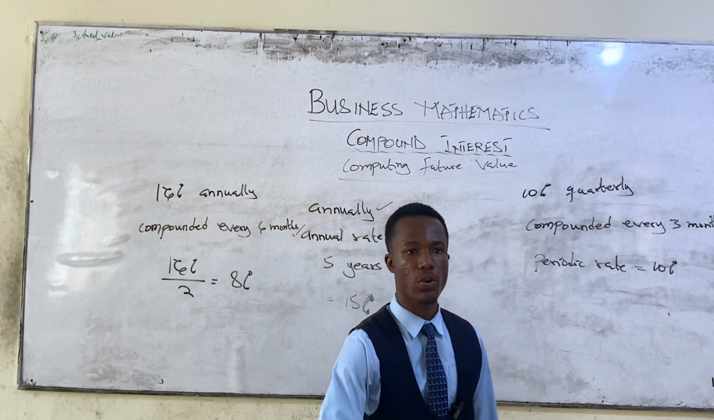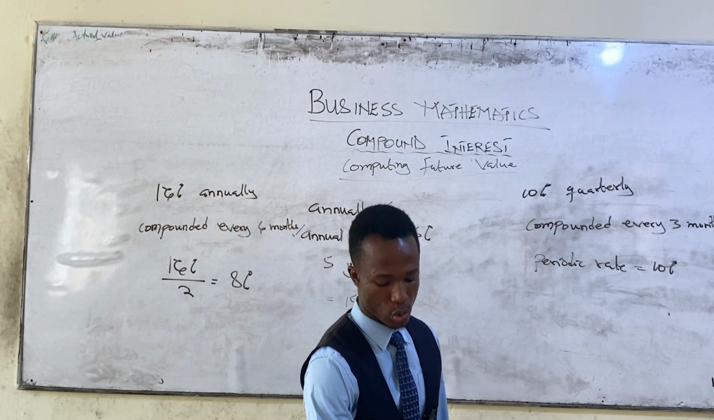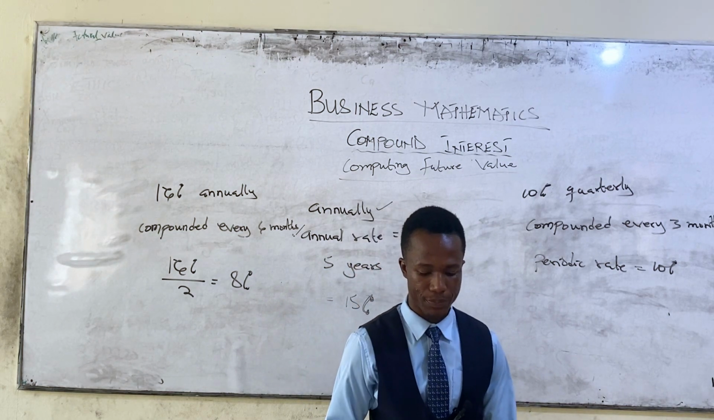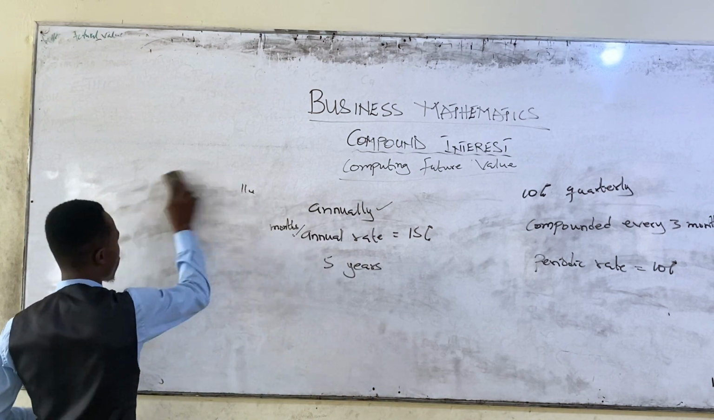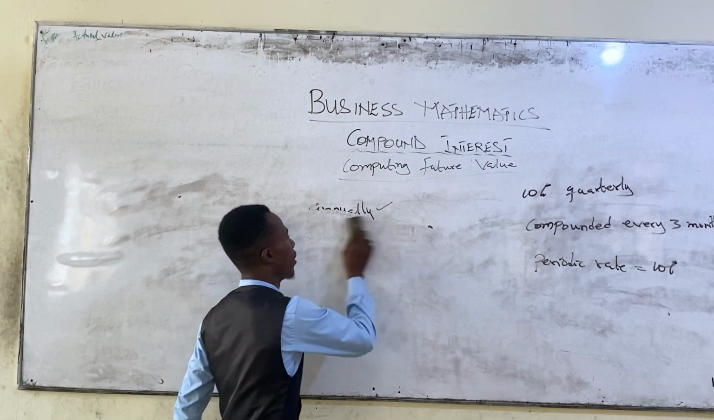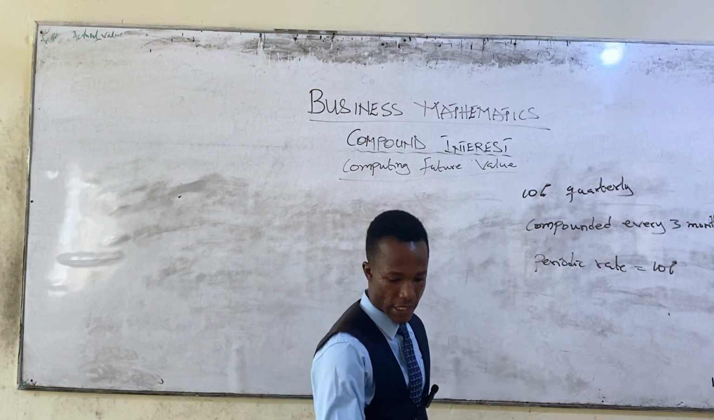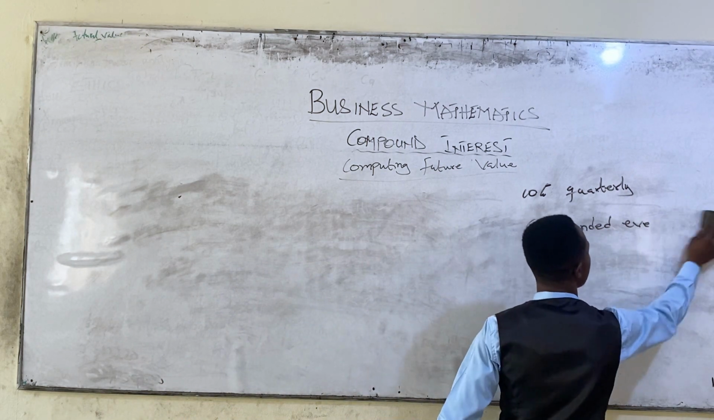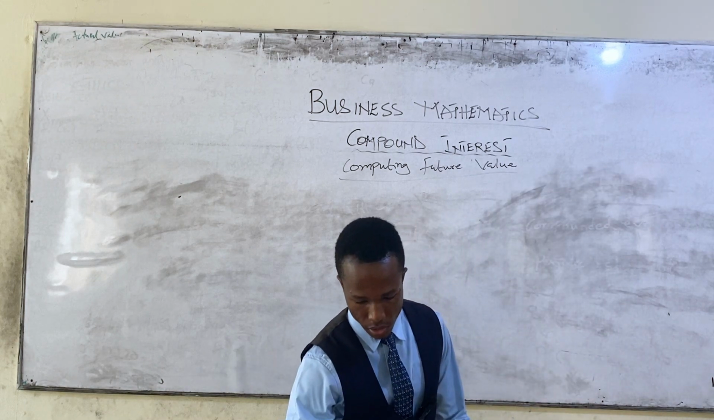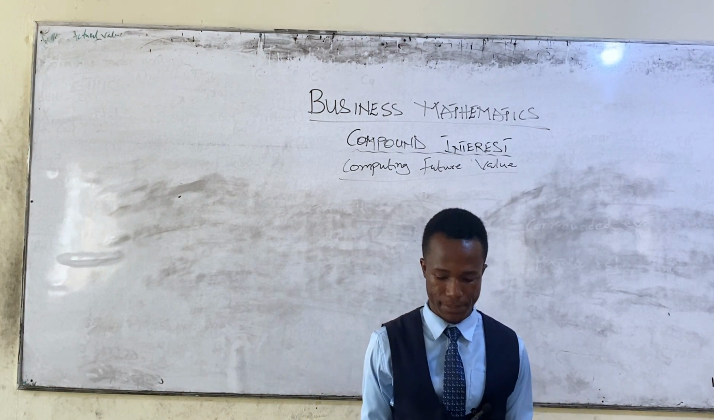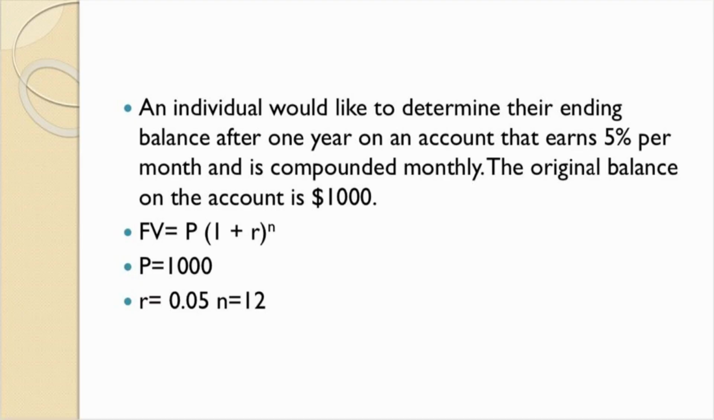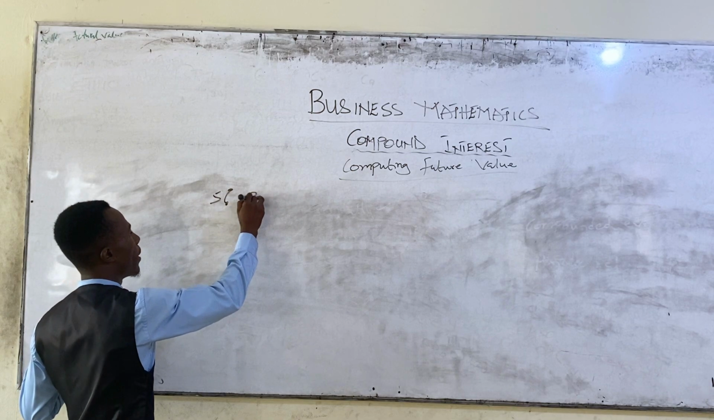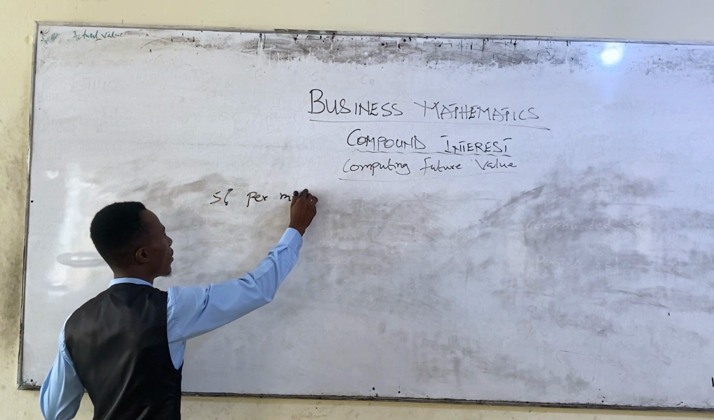We are now going to solve a question, and I'll give you one to solve, then we move on. So the first question we have on our screens says an individual would like to determine their ending balance after 1 year on an account that earns 5% per month. 5% per month means monthly, right? Okay.